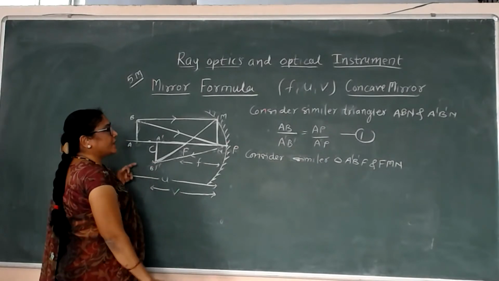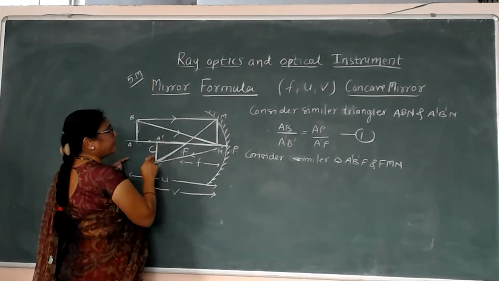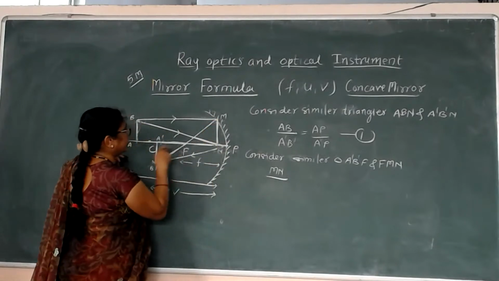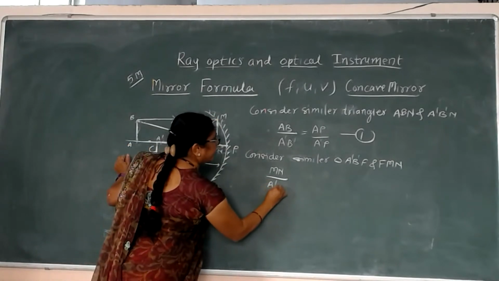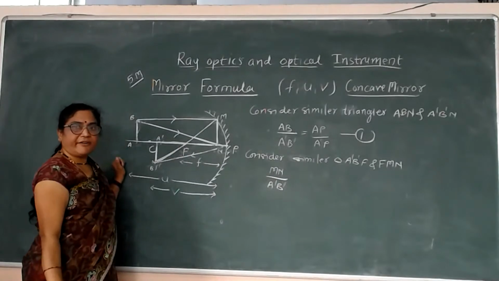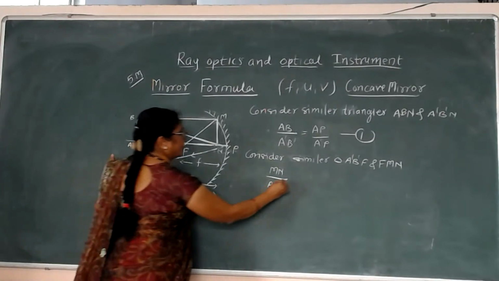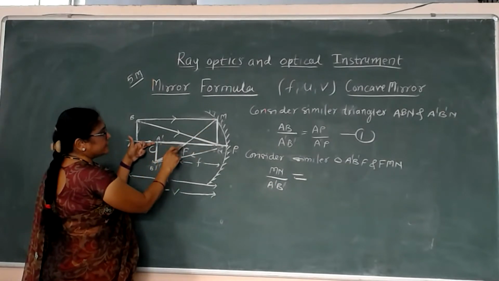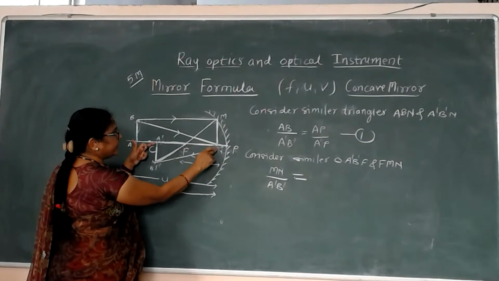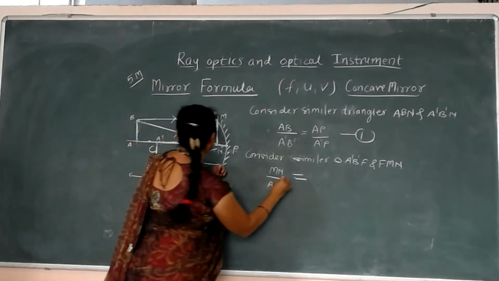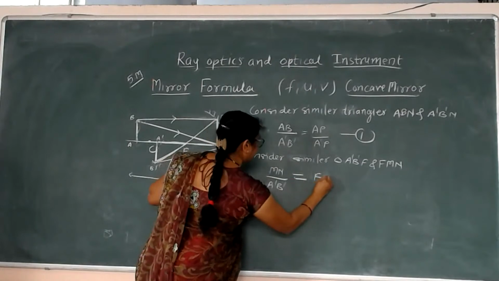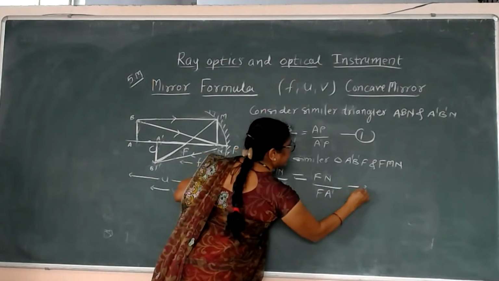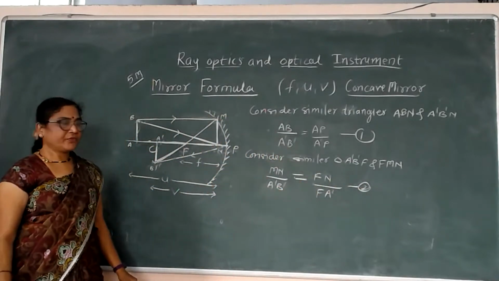When we compare the similar sides, MN divided by A'B' is equal to FN divided by FA'. Suppose this is the second equation, equation number 2.